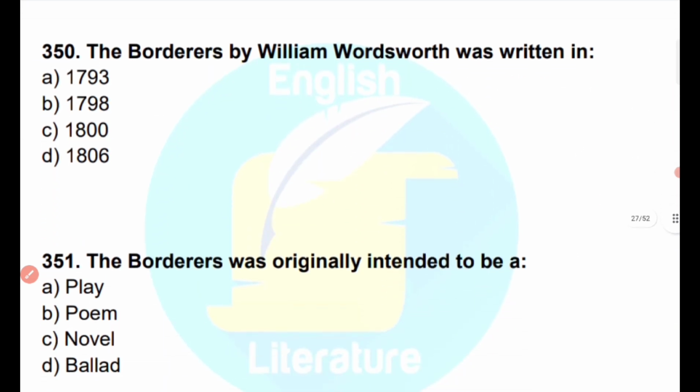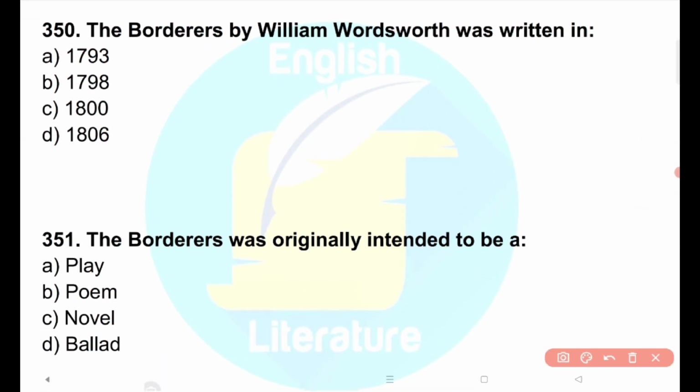The Borderer by William Wordsworth was written in option A, 1793. The Borderer, Wordsworth's only play, was written in 1793. By 1798 he was focused on Lyrical Ballads, a collaborative work of Wordsworth and Coleridge.